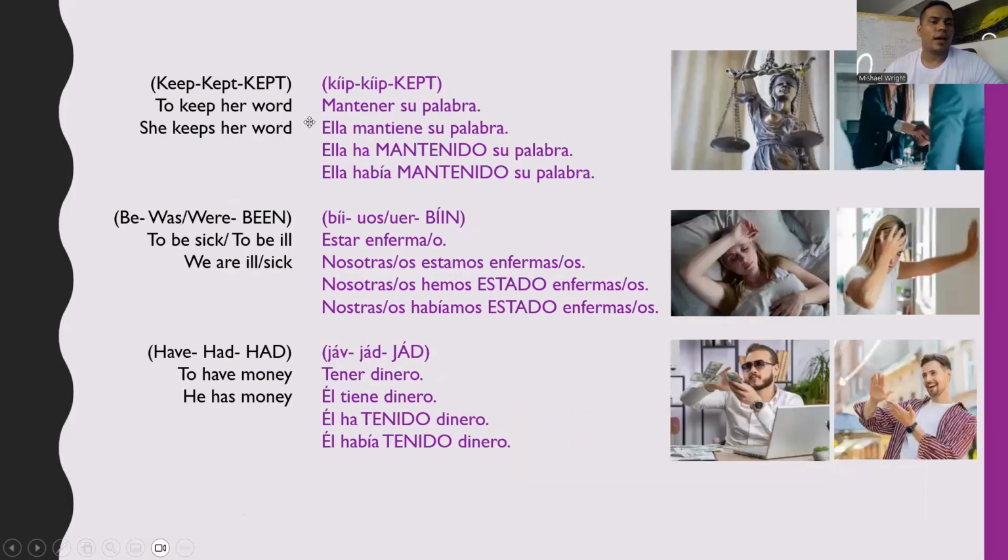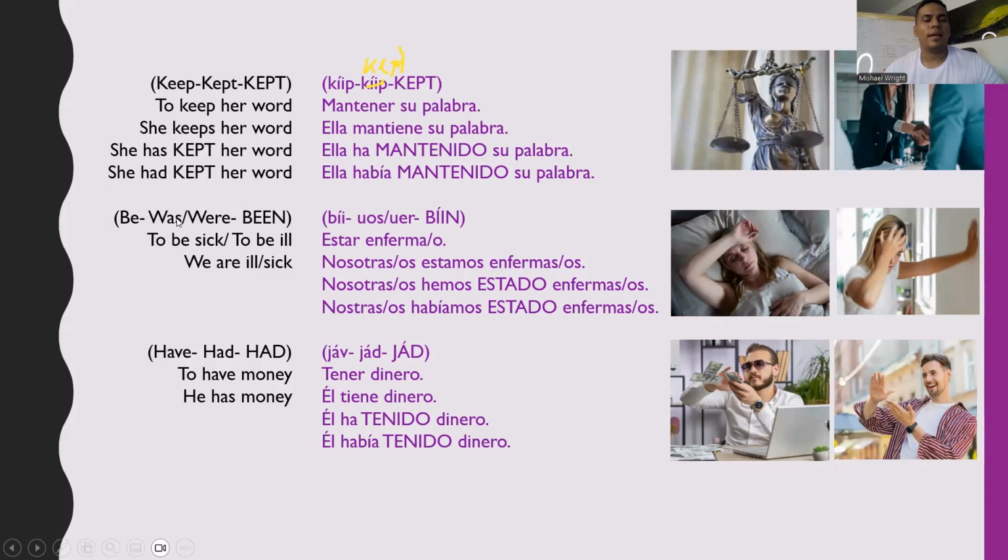Okay. Keep, kept, kept. Here I wrote keep, but all right, currently it's kept, no? There is a problem in this slide, but it's kept, right? Kept, kept. Okay, so to keep her word, she keeps her word. She has kept. Come on, repeat after me, please. Kept, kept. She has kept her word. She had kept her word.